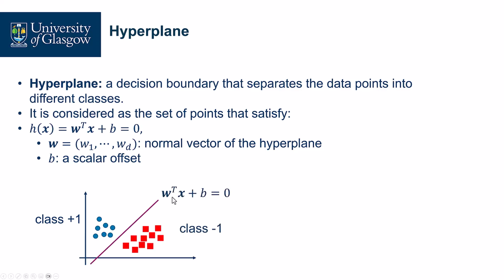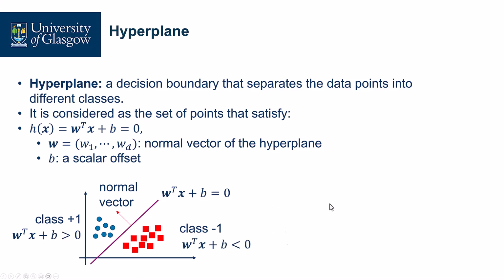So this one we consider is like w transpose multiply x plus b equals 0. This is a line. To understand this, we need analytical geometry knowledge. This direction we call the normal vector. On this side, the equation's value is larger than 0, and on this side, it's smaller than 0.